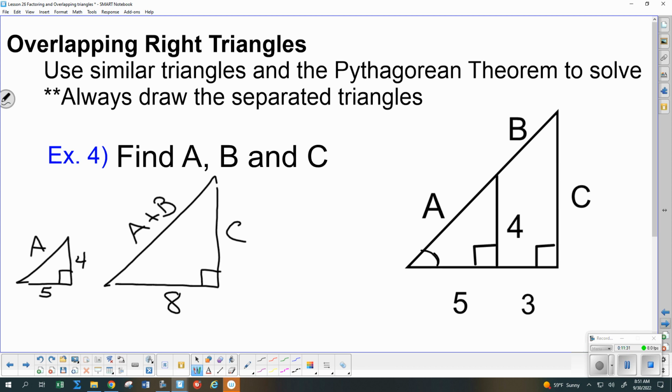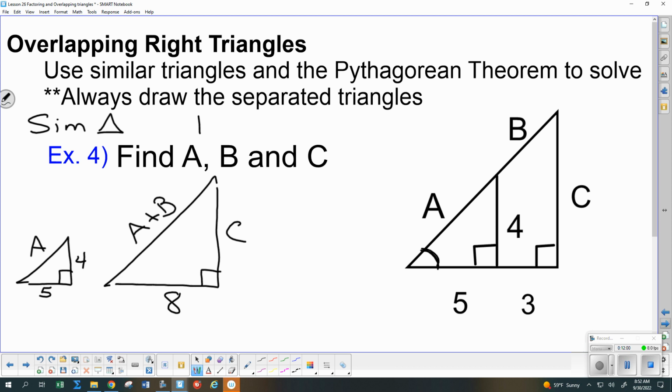They both share this angle, so angle, angle implies angle, angle, angle, so they're similar. Those right angles also mean that those two vertical lines are parallel, just like we saw the other day when we did overlapping triangles. So just like what we did with the other overlapping triangles, we still have similar triangles. So we can set up ratios of sides.